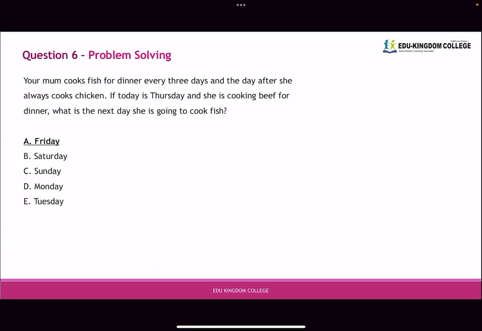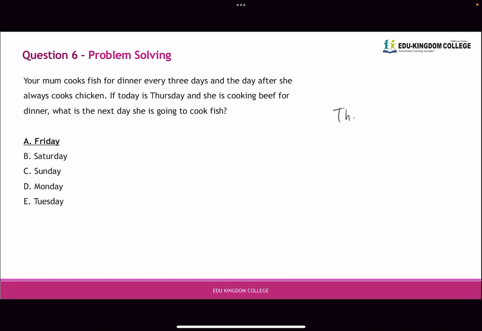Question 6, we have a problem-solving question. This one wasn't too bad. So every 3 days, or on the third day, mom always cooks fish for dinner, and after that she always cooks chicken. So if today is Thursday and she's cooking beef, what is the next day she's going to cook fish? So the day before that couldn't have been fish, because otherwise she'd be cooking chicken today, right?